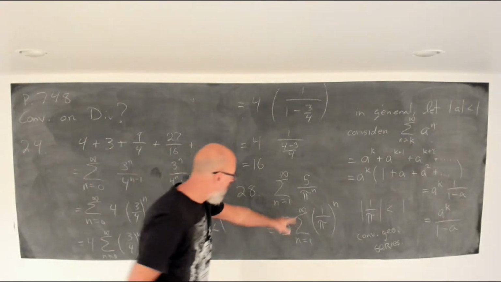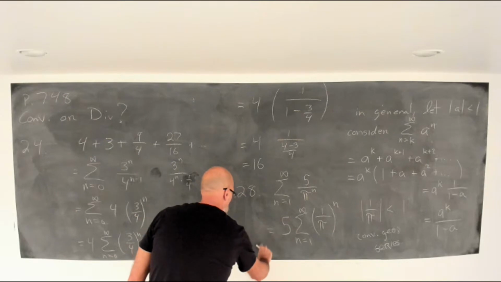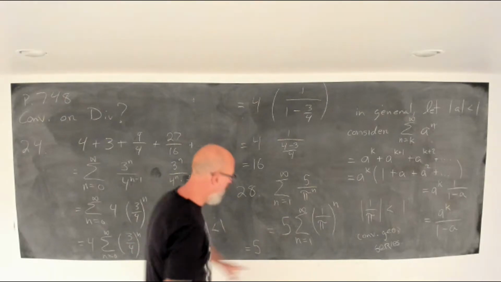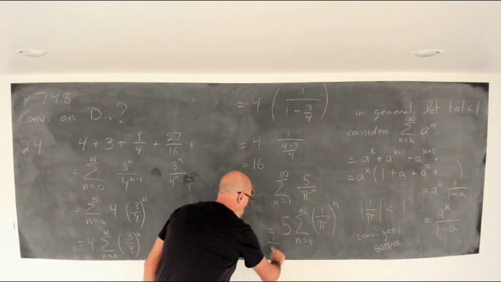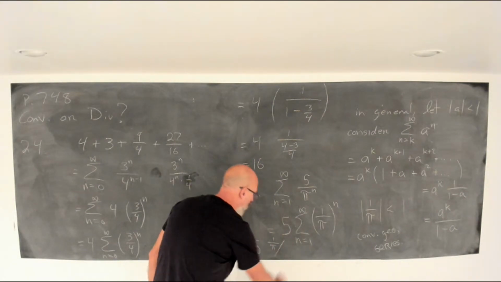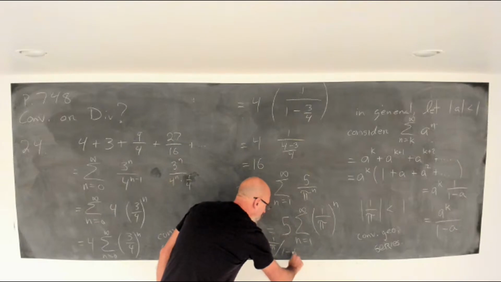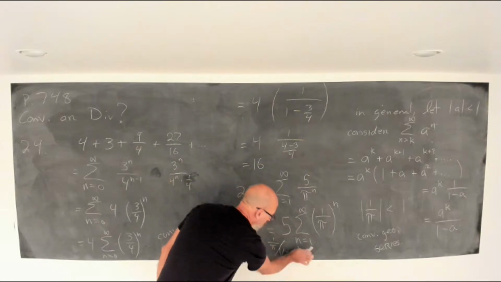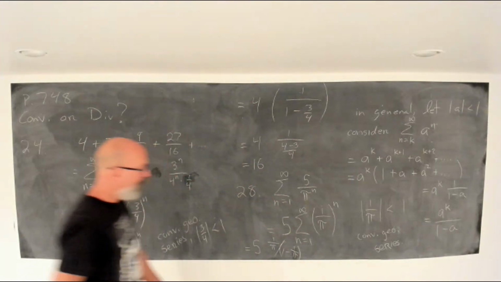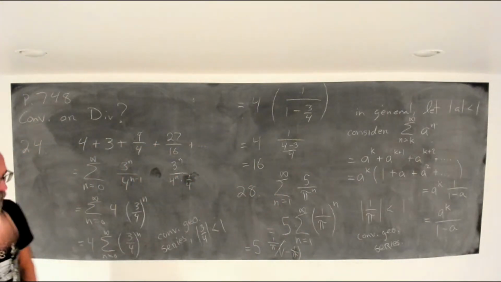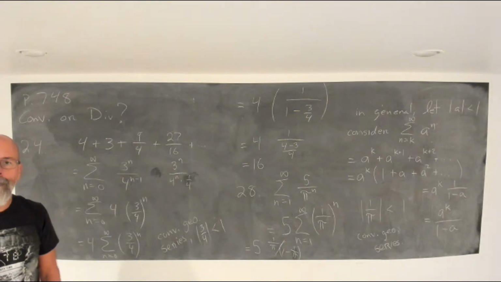So let's finish that up then. This is going to converge to 5. First term, 1 over pi over 1 minus 1 over pi. I'll let you simplify that, but there it is.